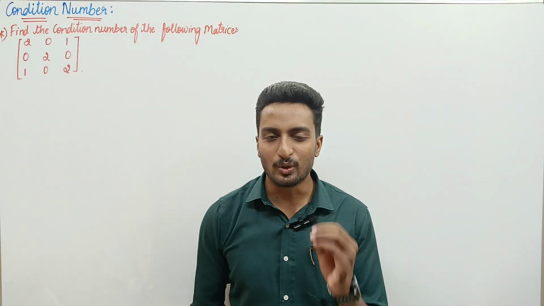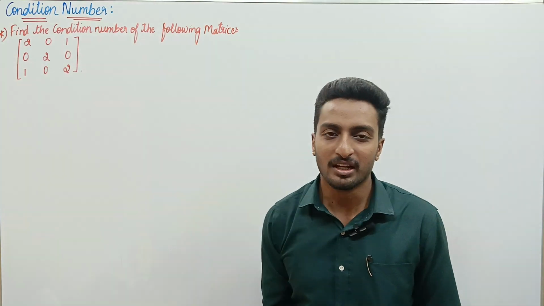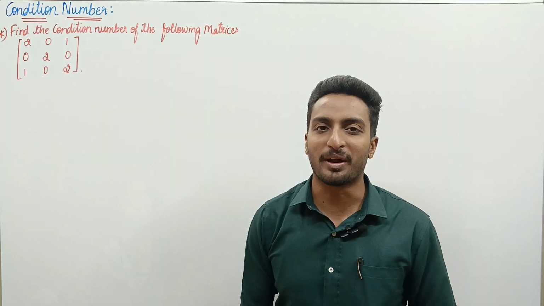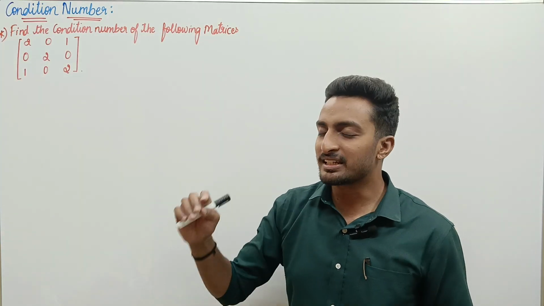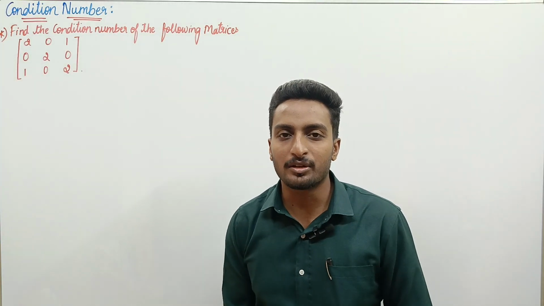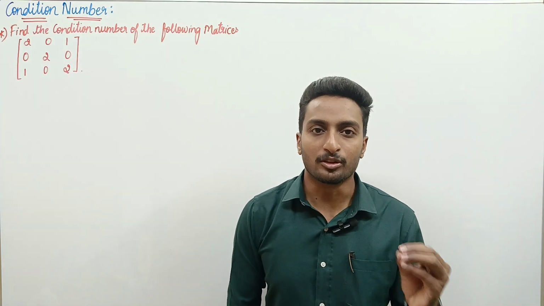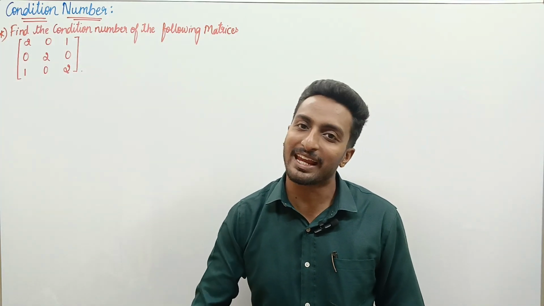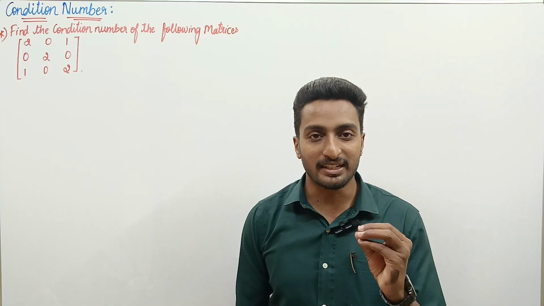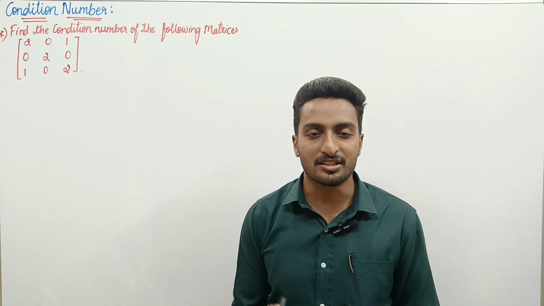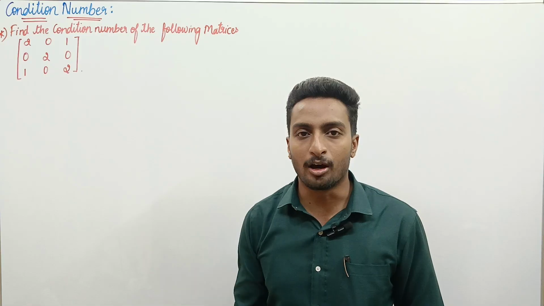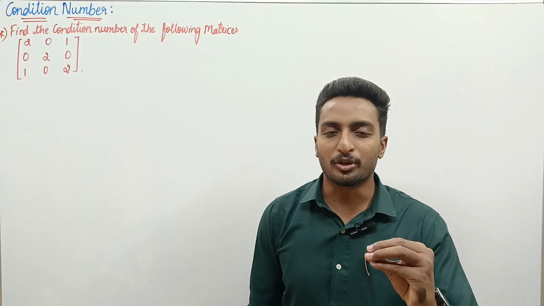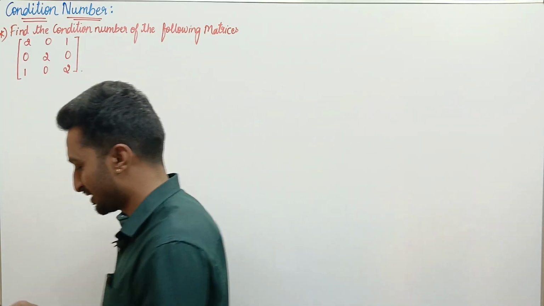Today we are going to learn how to solve the problem on condition number. Considering the given set of matrix, we are going to represent the condition number. In this condition number, we are supposed to represent norm A infinity and norm A inverse infinity. First we represent A inverse and then we represent the solution of norm A infinity and norm A inverse infinity. How? I am going to explain step by step.